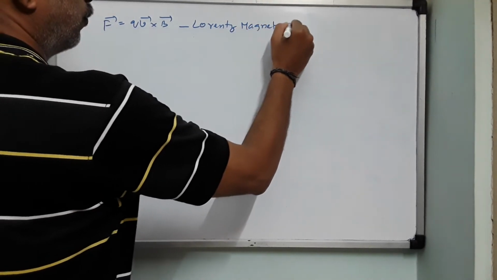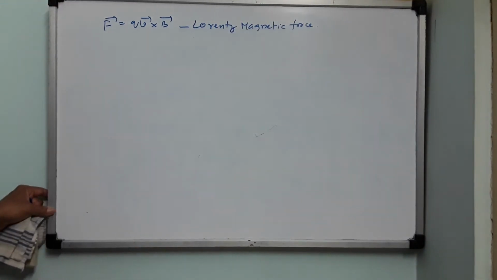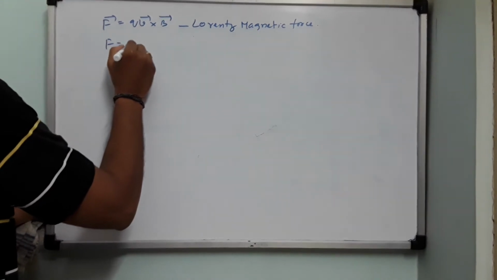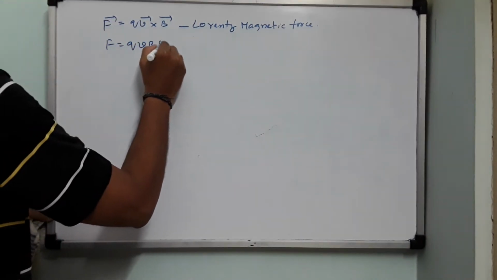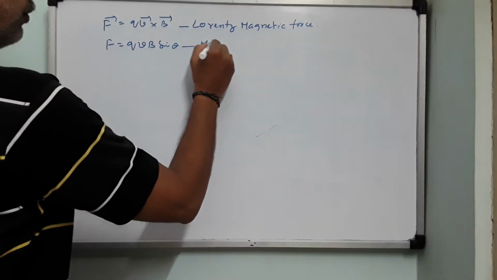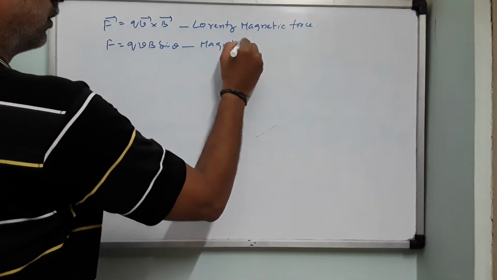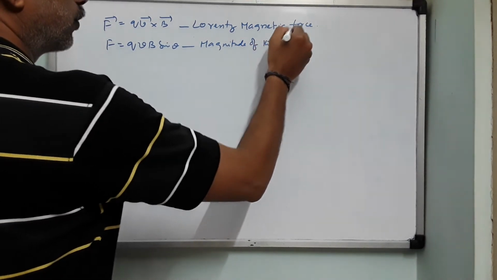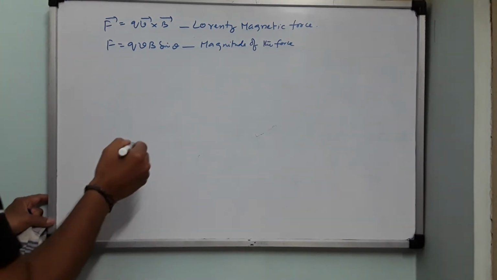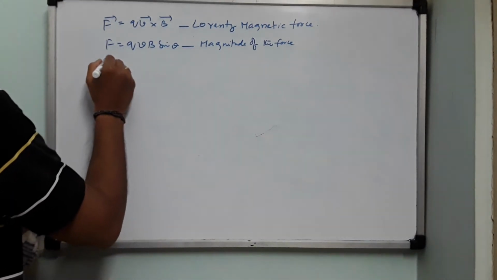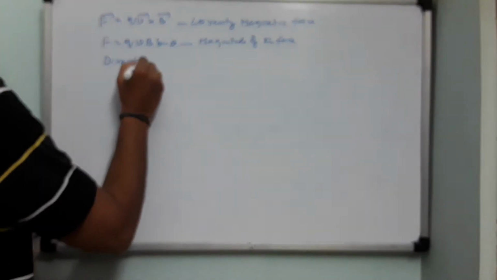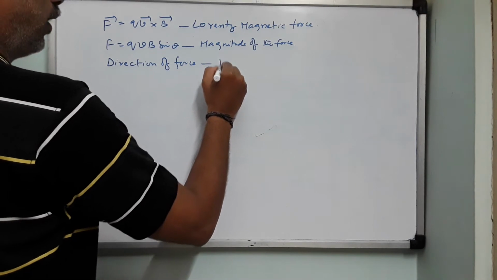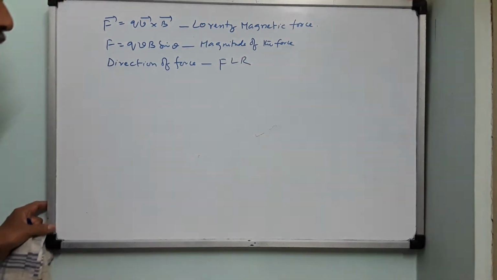Magnetic force. The magnitude of this force is given as F equals Q into velocity into field into sin theta. This is the magnitude of the same force which we are referring to, and the direction of this force is given by FLR, that is Fleming's left hand rule.